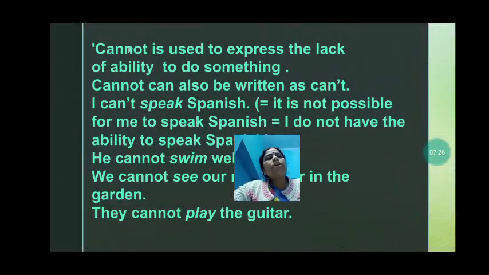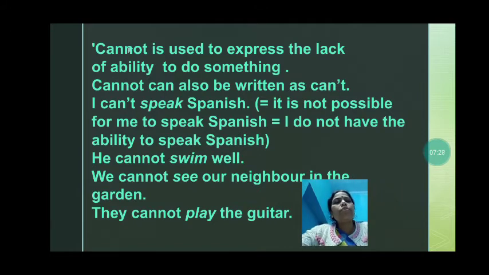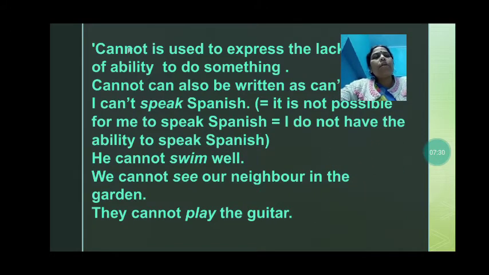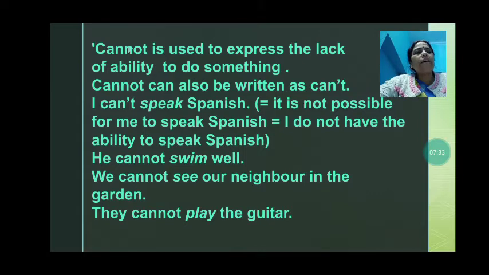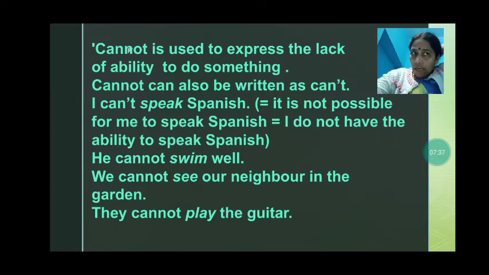Then cannot. Cannot is used to express the lack of ability to do something. So when we are not able to do something, we have lack of ability, then in that case we will use cannot. Cannot can also be written as can't. I can't speak Spanish. That means it is not possible for me to speak Spanish because I don't have the ability to speak Spanish.